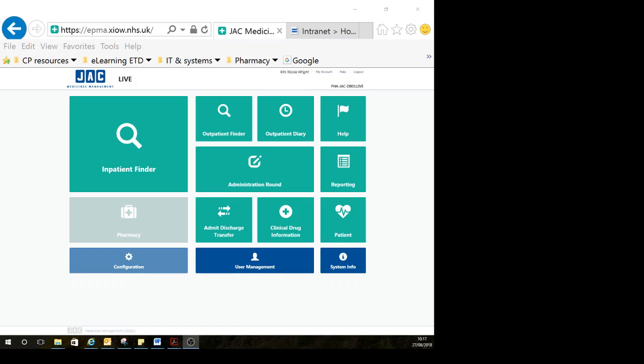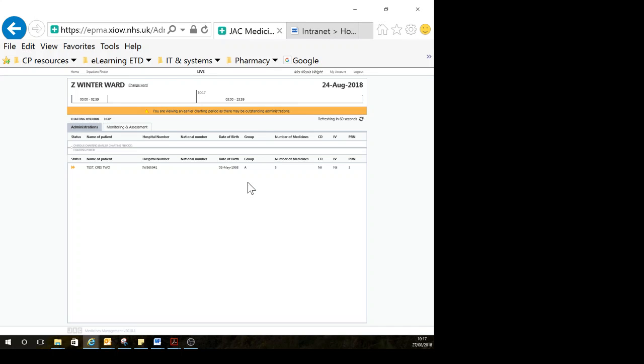With this new version, you don't have to log on and run the MAS, but you should still ensure that patients have had all their doses administered. When you log on to JAC, you come onto your main screen, you click Administration Round, and I'm on the ward that I'm currently on.